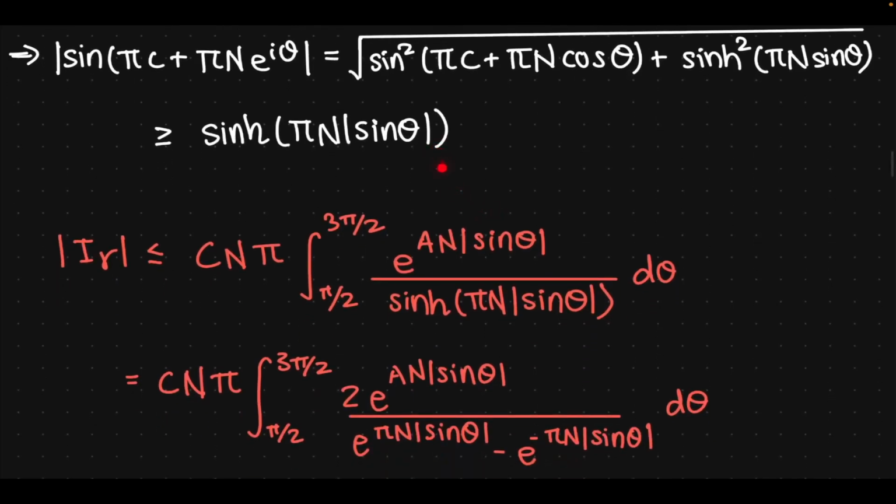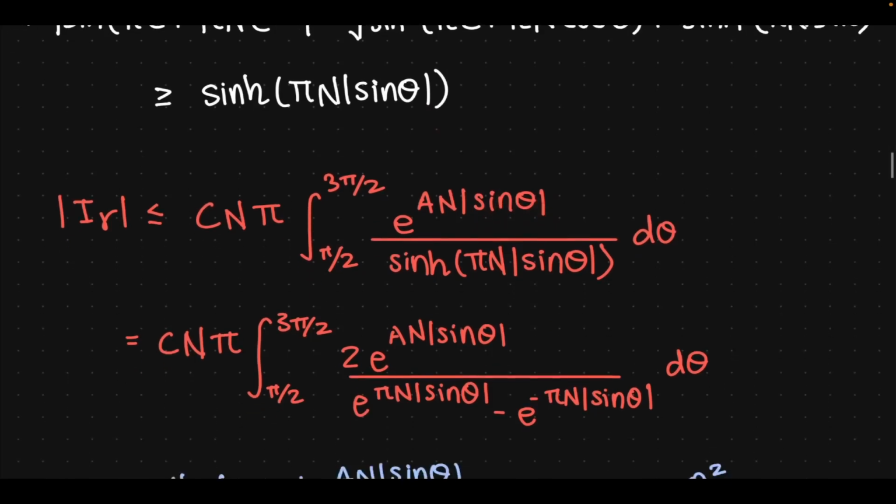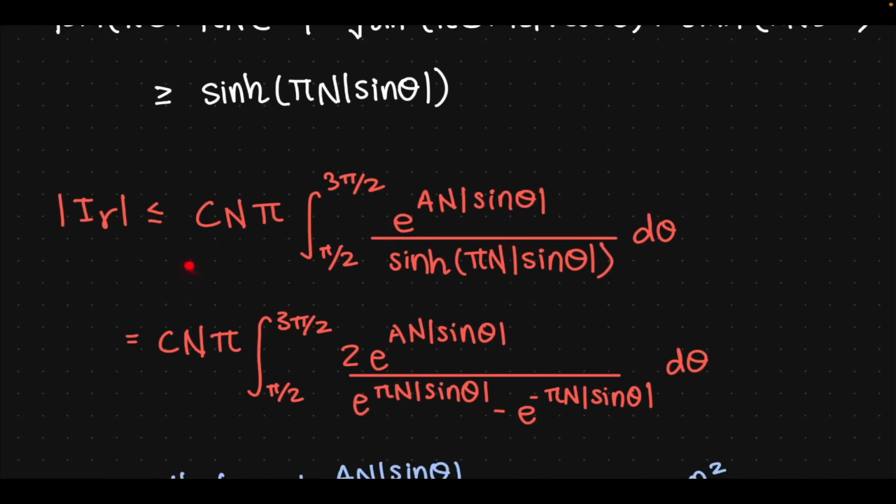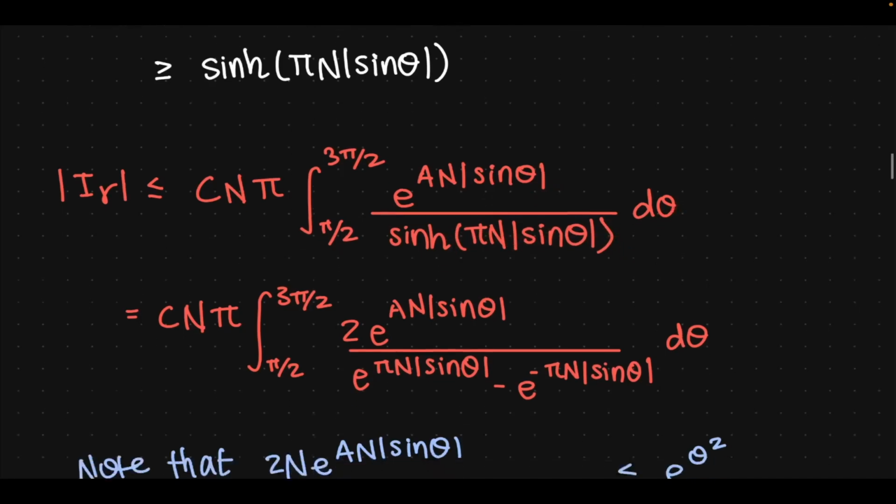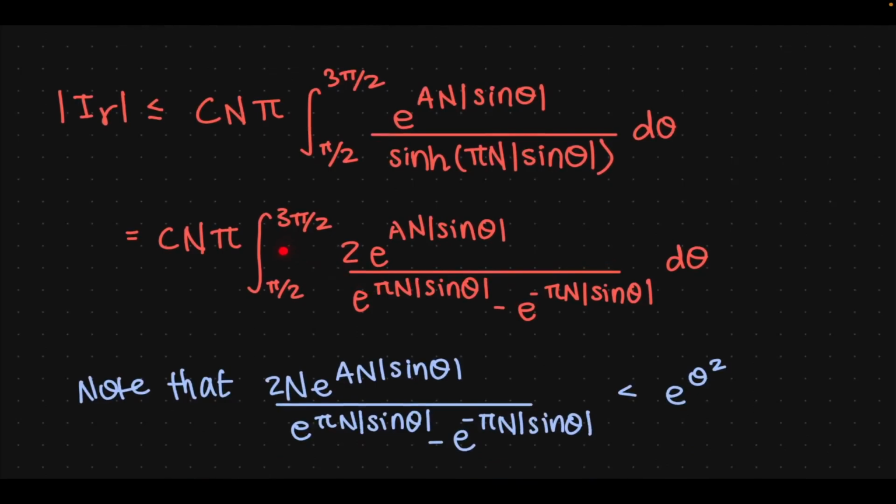And that sort of bodes well because we had an absolute value of sine theta on top in the original I gamma absolute value. So the absolute value of I gamma is less than C N pi times the integral from pi over 2 to 3 pi over 2 of e to the a N absolute value of sine theta divided by sinh of pi N absolute value of sine theta, d theta, which actually can be expressed, sinh can be expressed as 2 in the denominator, 2 over e to the pi N absolute value of sine theta minus e to the minus pi N absolute value of sine theta. Everything else is the same.